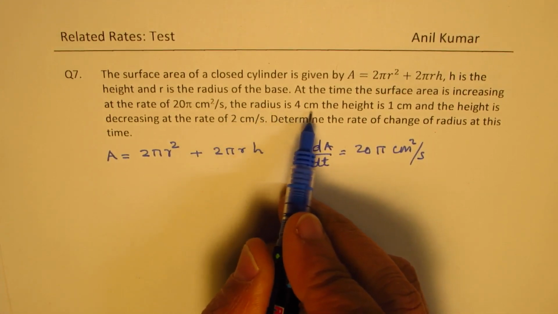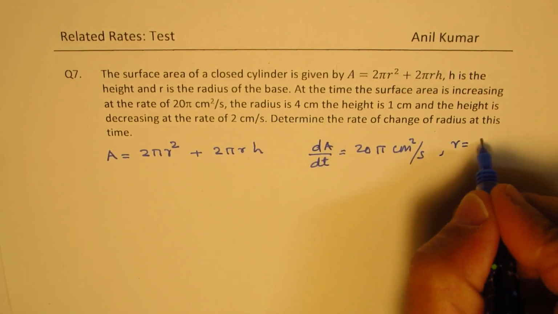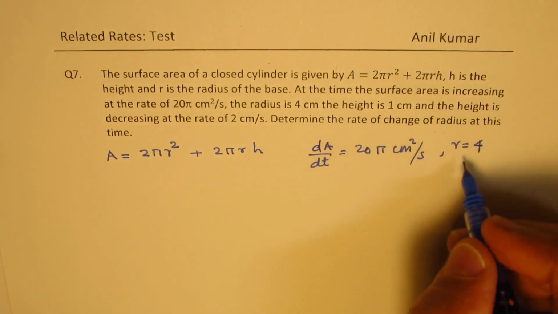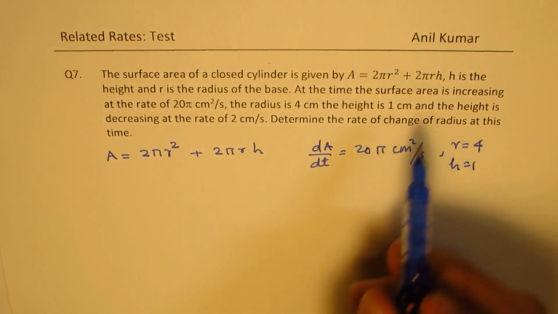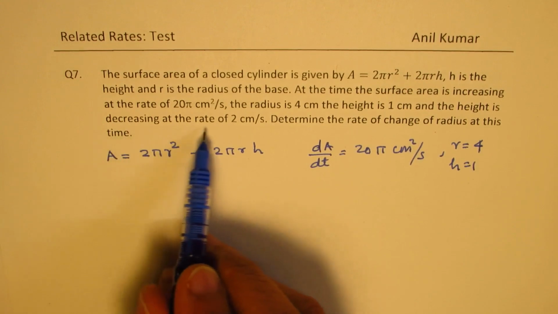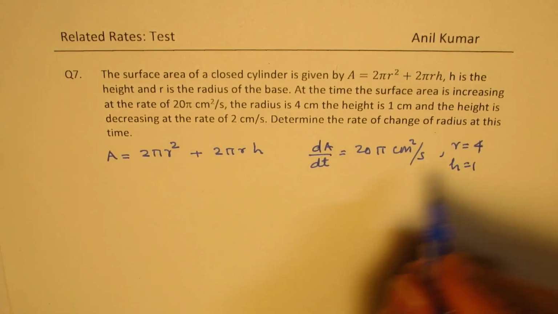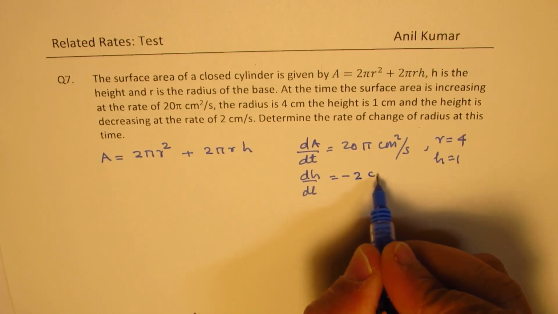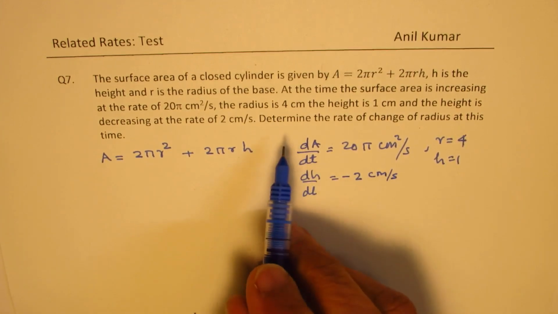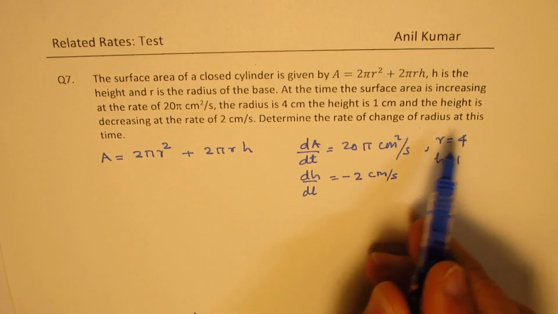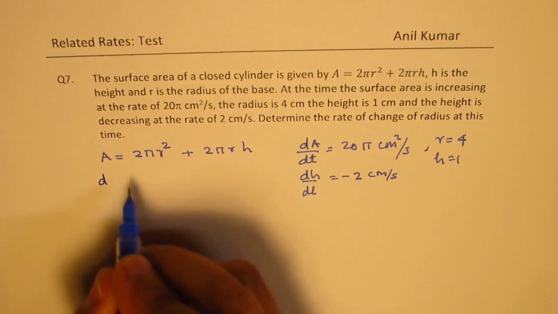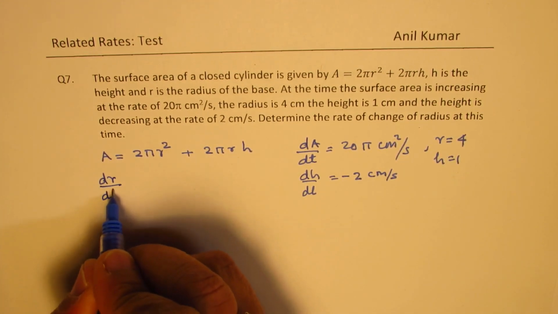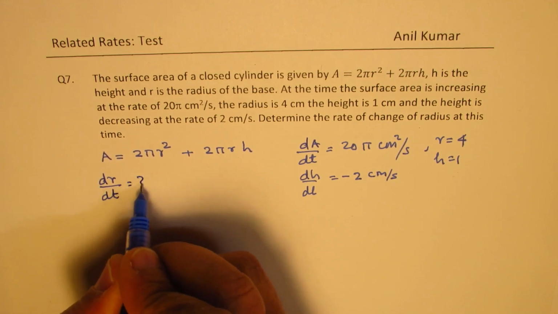The radius is 4 centimeters. We are given r is 4 and the height is 1 centimeter. And the height is decreasing at the rate of 2 centimeters per second, so we are given dh/dt, so write minus 2 centimeters per second. Determine the rate of change in radius at this time. So we have to find the rate of change of radius at this time. This is what we need to figure out.